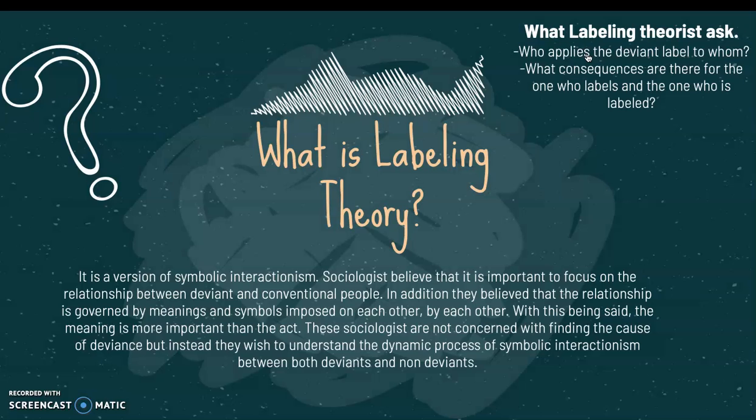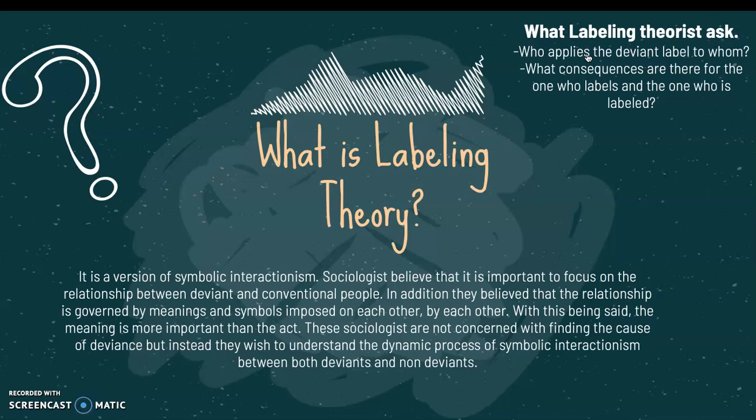What is labeling theory? Labeling theory is a version of symbolic interactionism. Sociologists believe that it's important to focus on the relationship between deviant and conventional people. That's the reason why I chose to talk about this theory, because last week I talked about a positivist theory where sociologists view deviance as an object and they study it in itself. As opposed to labeling theorists, who are constructionists. They see it as a subjective term and they analyze all the context that goes into it, because they're more concerned about the nature of deviance.